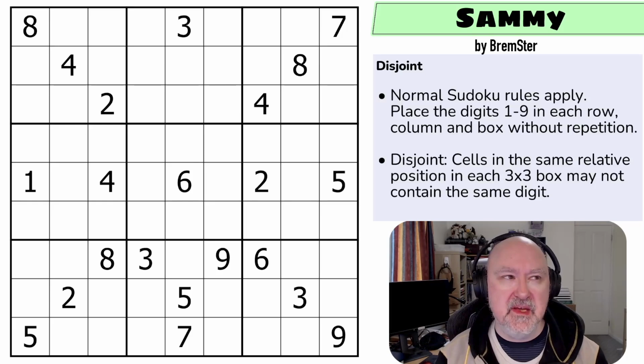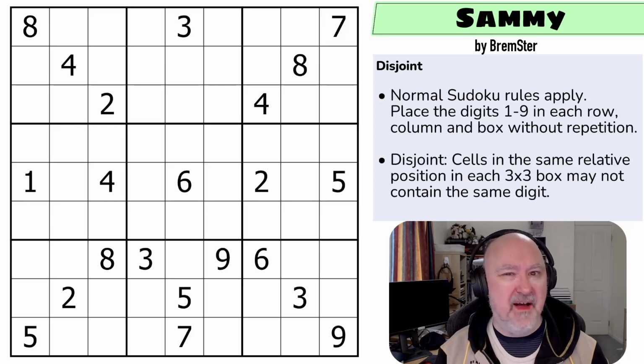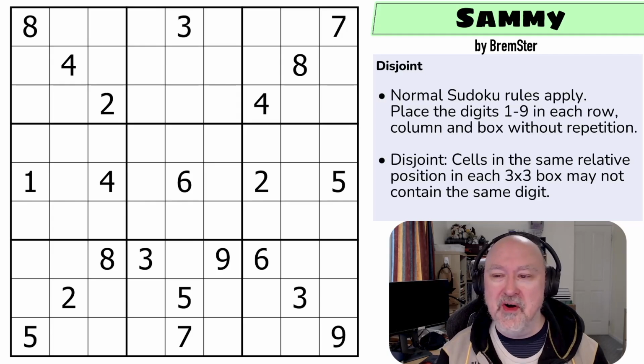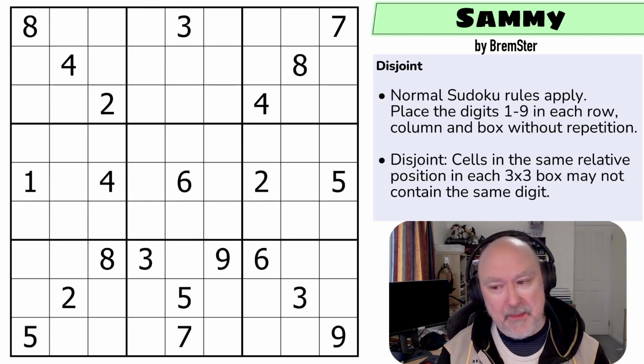Why is it called Sammy? I don't remember, actually. Often I name my puzzles by when I create a puzzle and I've got the puzzle list sitting in front of me. I will just look around or think about something that's happened on the day, and it could have been named after a character in a TV show I was watching or just something. It could have been anything, but this puzzle's called Sammy.